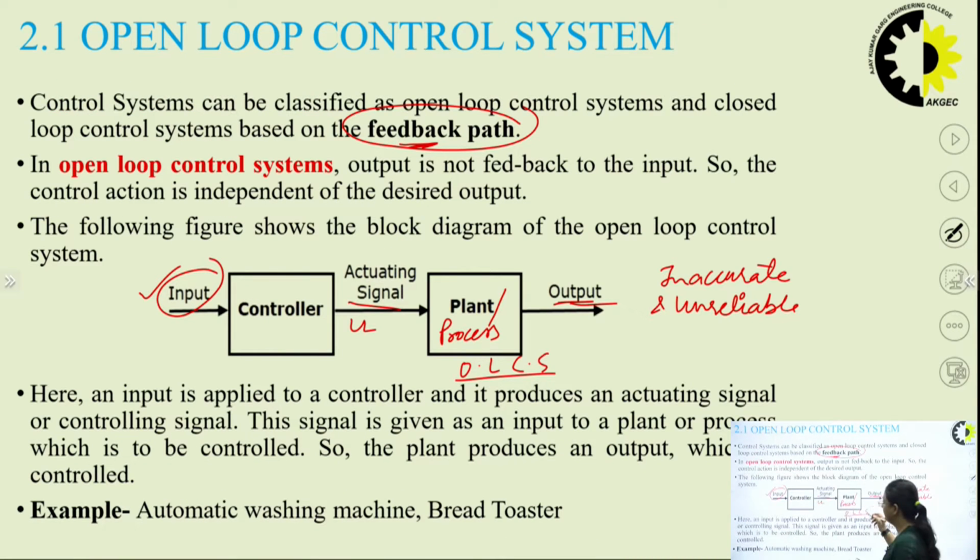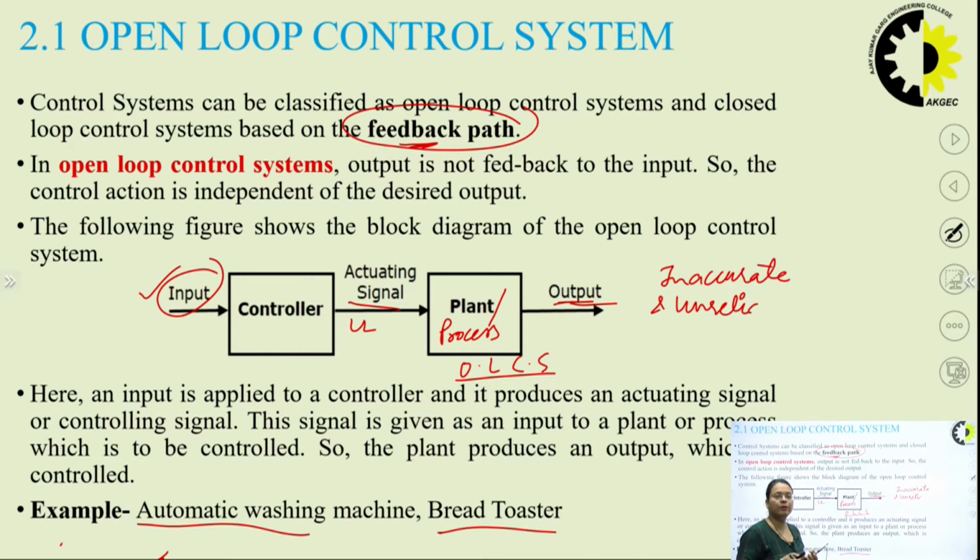An example of an open loop system is an automatic washing machine, or you can say a bread toaster, right? We do not know whether the bread is toasted or not. The bread toaster will give us the bread after a particular time which is set in the toaster, and whether the bread is toasted or not, it does not bother. The quality of the bread is not a matter for the toaster. It will only provide us a bread, whether it is toasted or not. So it is an example of an open loop control system.